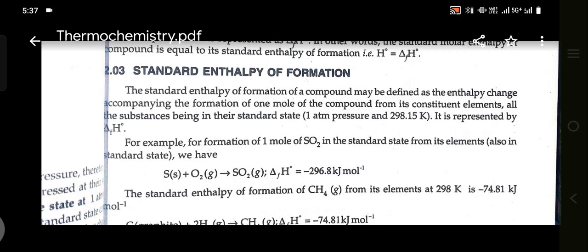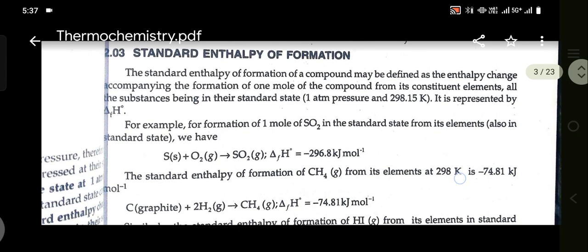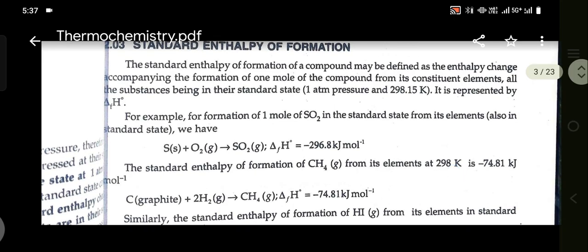Standard enthalpy of formation. The standard enthalpy of formation of a compound may be defined as the enthalpy change accompanying the formation of 1 mole of the compound from its constituent elements, all the substances being in their standard state. It is represented by ΔfH°. For example, for the formation of 1 mole of SO2 in a standard state from its elements, we have sulfur solid plus oxygen gas gives sulfur dioxide gas.